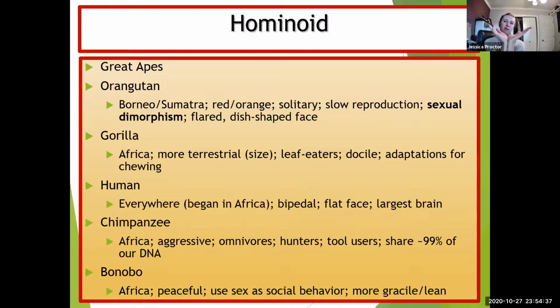So if you're envisioning your evolutionary tree branches or envisioning a braided delta, the hominoids go off in one direction, the human ancestors, and the pongonids go off in another.